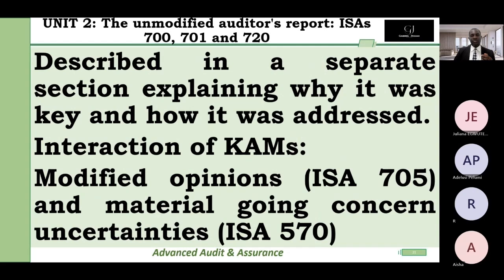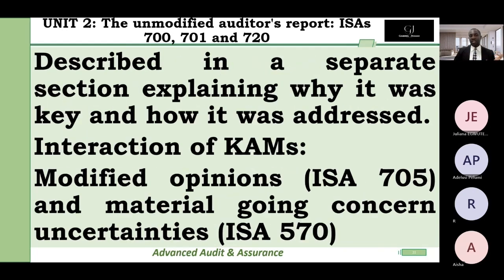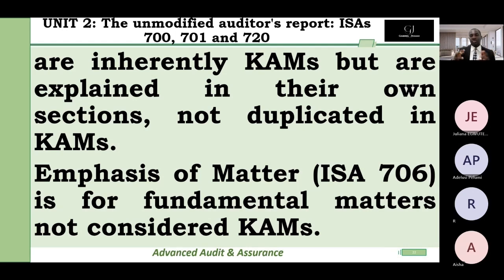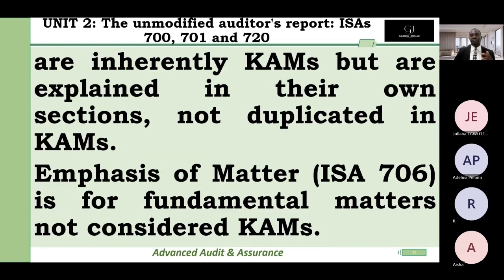the next area, which is modified opinions. So we just looked at unmodified reports or opinions. So let's look at modified opinions based on ISA 705 and material going concern uncertainties, which is ISA 570. And they are inherently key audit matters, but are explained in their own section. They are not duplicated in key audit matters. So modified opinions are based on what the auditors are doing on the financial statements. Where they find material misstatements, they could modify the opinion based on key issues they found.